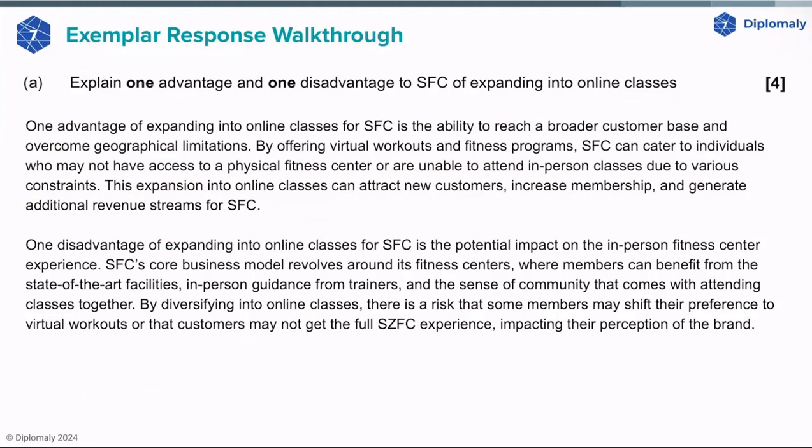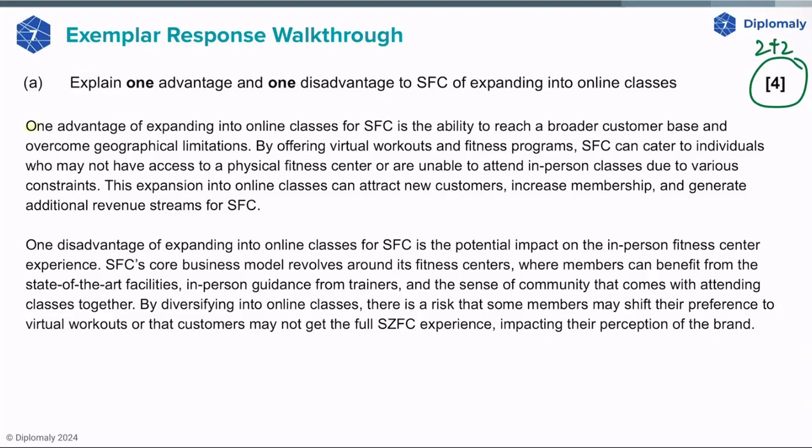Remember, it is a 2+2 response. So it means that you get 2 marks for the first paragraph, 2 marks for the second paragraph. So in the first paragraph, you clearly convey in your first sentence the advantage point. So it's always a good idea to rephrase what you're being asked in the case study. So in this case, it's the advantage.